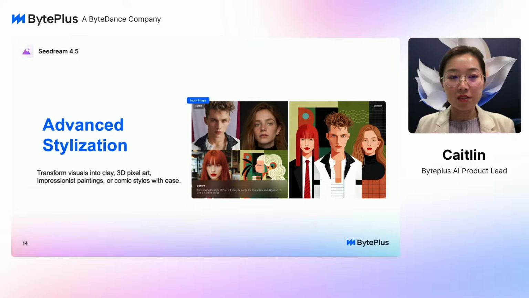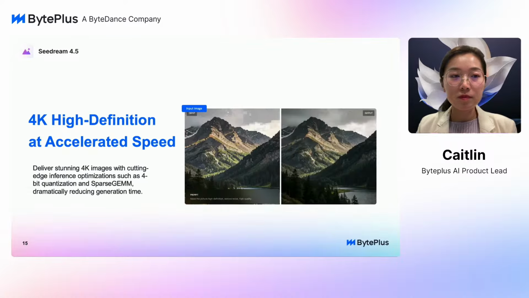So you can also ask the model to generate the visuals into clay or 3D pixel styles, or impressionist painting styles or comic styles, right? So just provide some of the keywords in your prompts, and the model is able to understand and create those types of styles easily. And you can use it as an upscaler as well. For example, you upload the image and upgrade it to higher resolutions.